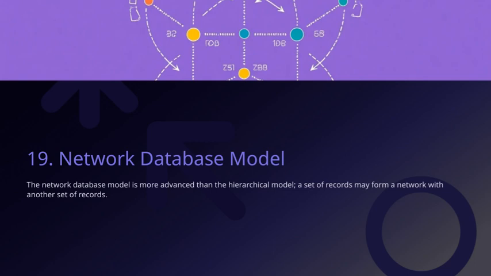This model is actually more advanced than the hierarchical one we discussed earlier. Instead of a simple tree structure, it allows a set of records to form a network with other sets of records. What this means is that records can have multiple relationships, creating a flexible and interconnected structure. This model enables complex data relationships to be represented more naturally, which is especially useful for certain types of applications. Throughout this presentation, we've seen how different models serve different needs, and the network model offers a powerful way to handle more intricate data relationships efficiently.